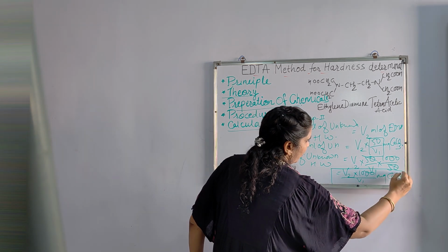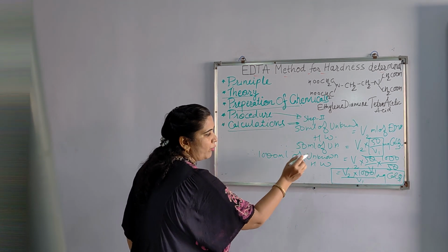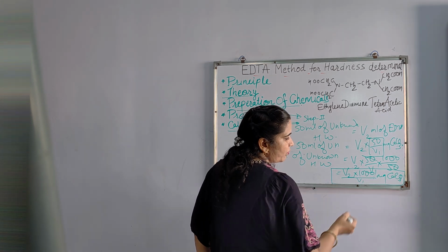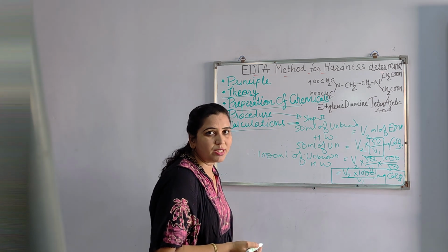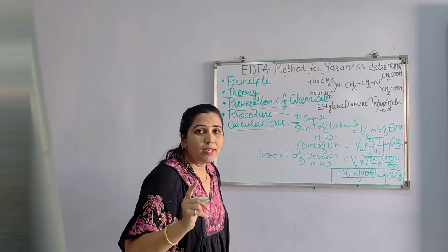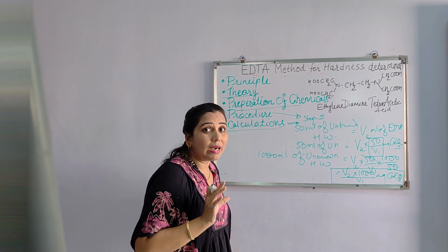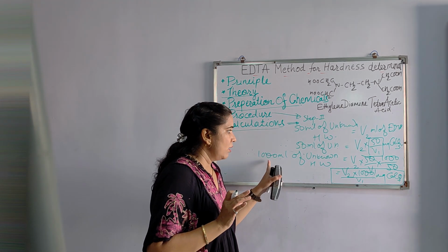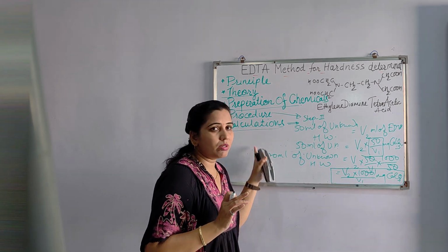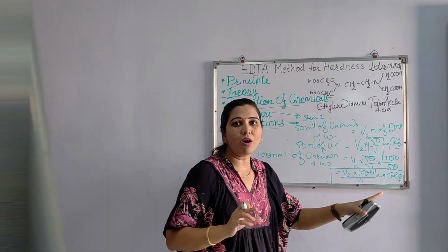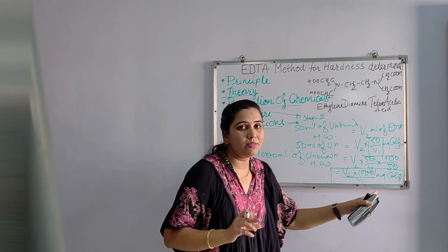What we have got here is that 100 ml of unknown hard water sample is equal to V2 upon V1 into 1000 milligrams of CaCO3. So what is it? It is nothing but that particular hardness, that is, this amount of unknown hard water sample has this type of hardness. Okay, this is the hardness which is there.